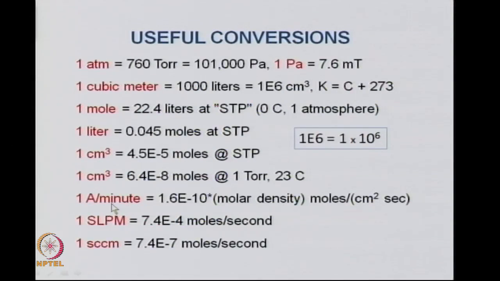Similarly, this is the rate of impinging: how many moles per centimeter square are falling in 1 minute. So, that is this number, per minute. How many molecules or moles per unit area are falling per minute on a particular substrate, that is given by this quantity. And the gas flow we just described as 1 SLPM and 1 SCCM are given here, and you see 1 SLPM and 1 SCCM are different; 1 SLPM is 1000 times 1 SCCM. Okay.